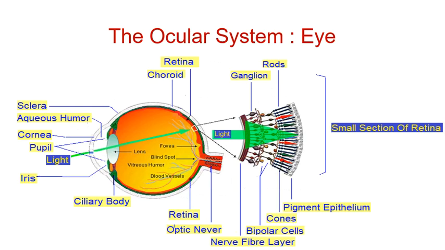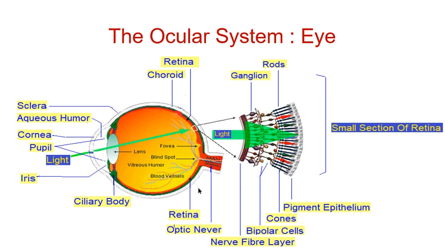Today we are going to discuss the ocular system. Ocular system means the system through which we can see or visualize, that is the eye. So on the screen you can see the ocular system, the eye.